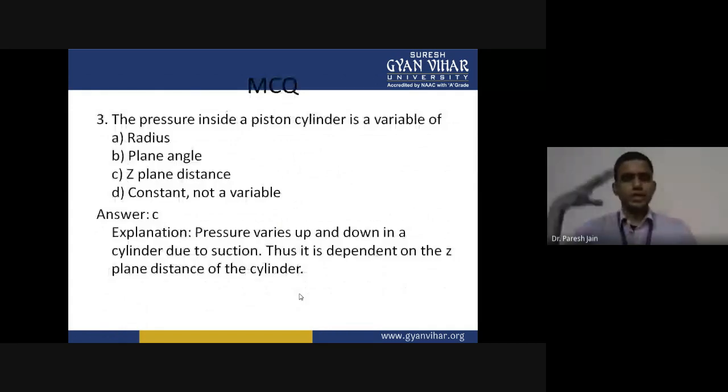Question three: the pressure inside a piston cylinder is a variable of which of the following? Choice A, radius; choice B, plane angle; choice C, jet plane distance; and D, it is a constant, not a variable. Pressure varies up and down in a cylinder due to suction or force, thus it depends on the jet plane distance of the cylinder.